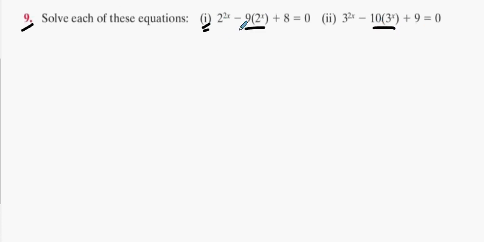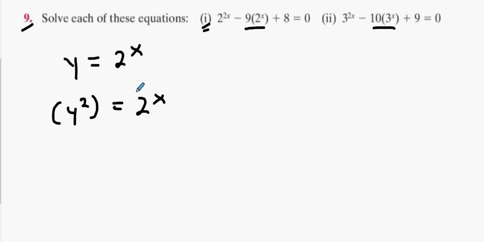What do you think the y substitution for the first one's going to be? Y equals 2 to the power of x. Are we cool with that? Square both sides. What do you think y squared will equal? 2 to the power of x, to the power of 2, which is, anybody? 2 to the power of 2x, yeah? What can we convert this equation into then?